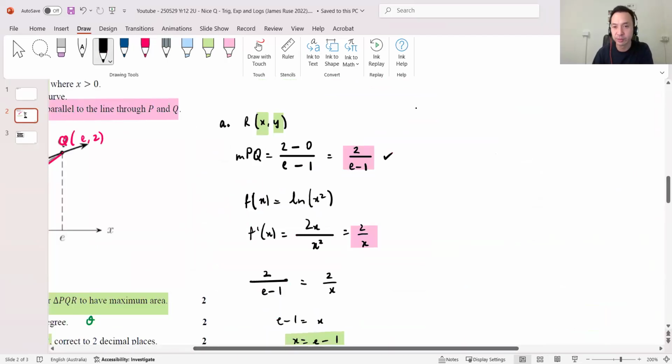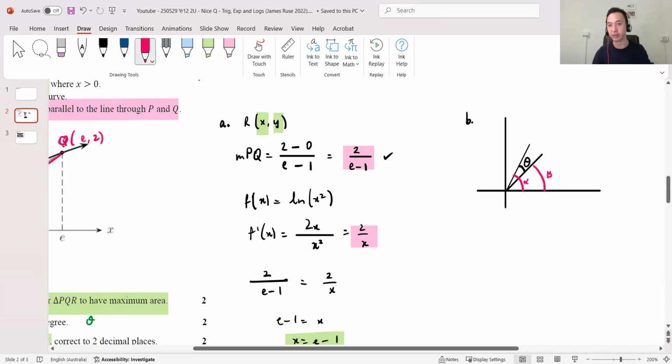In part B, let's say I have a number plane, and it looks something like that, and I'm trying to find the theta here. What I can do is find the big theta and then minus the small theta. If that's alpha and that's beta, I can go alpha minus beta. Because we're talking about gradients, I can use angle of inclination, where tan theta equals the gradient.